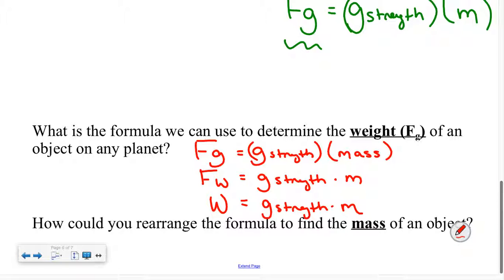So again, if I want to find the weight of the object on any planet, I just have to know two things. I have to know the gravitational field strength, and I have to know the mass.